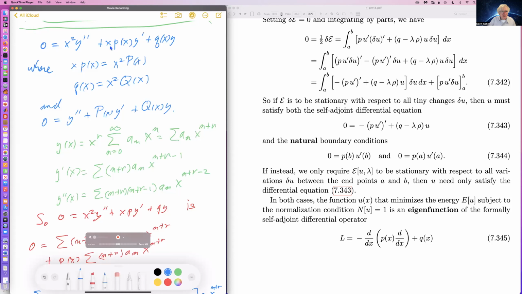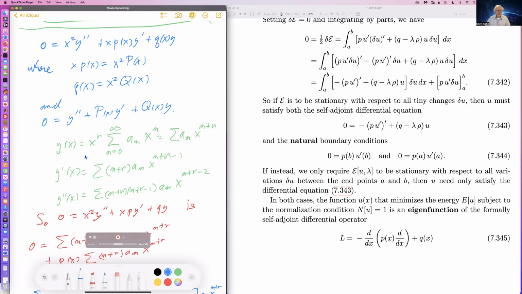Consider this equation: x squared y double prime plus xp y prime plus q. Here, xp of x is x squared capital P, and q is x squared big Q. In other words, you multiply this equation by x squared, and so xp is x squared big P.